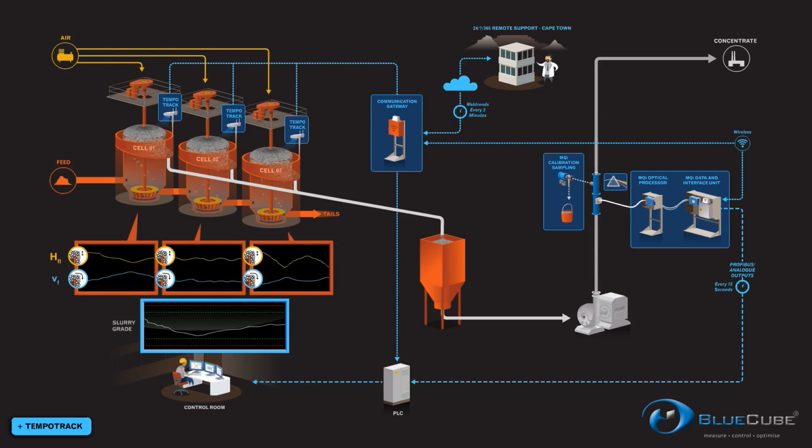The data from all the TempoTrack units are communicated to the plant PLC via the communications gateway. From the PLC, the data is again made available to the SCADA system. Real-time grade data, as well as information on the contribution of each of the cells, are now available for either monitoring the process or for process control.